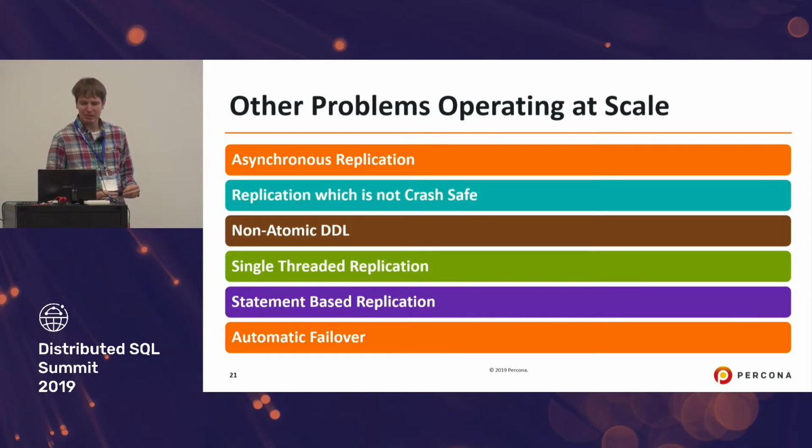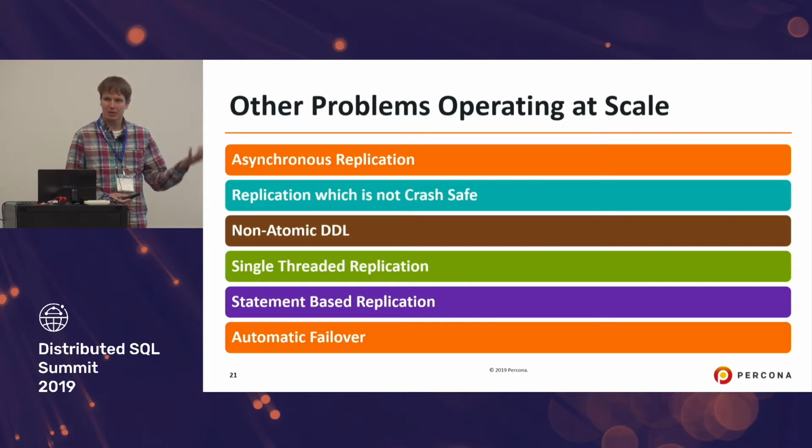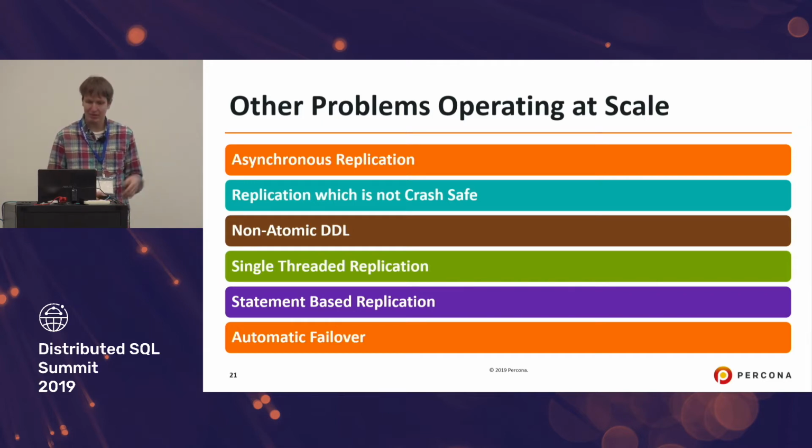What are other problems operating at scale? We have asynchronous replication, right? That means the data may be stale, depending on how lucky you are. It can be very stale, right? We have seen some customers who would neglect or not plan capacity for replication properly, and would have the slave delayed by a week, right?